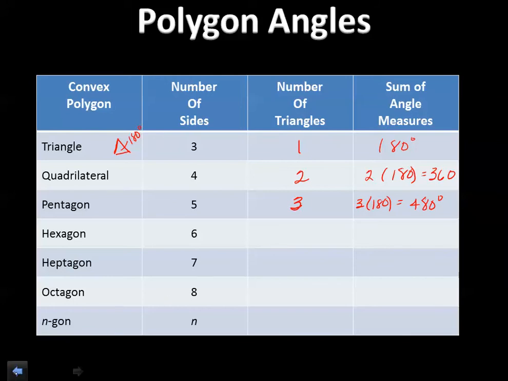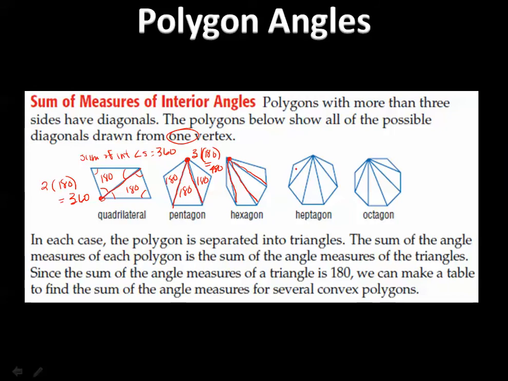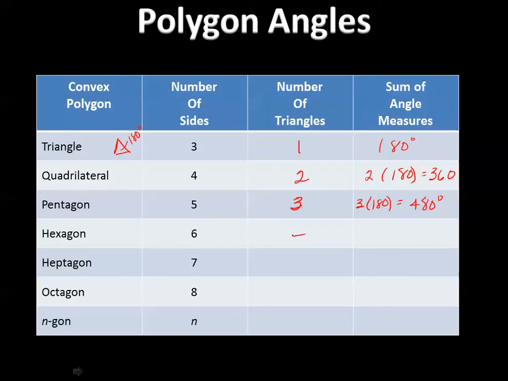Hexagon has 1, 2, 3, 4 triangles. So I can come over here and say 4 times 180, which is 720 degrees. Now, I hope you're seeing a pattern here.